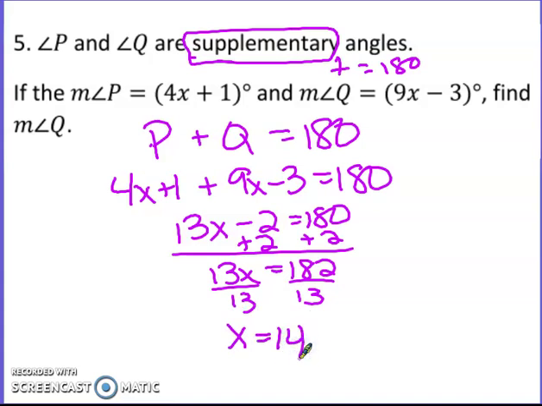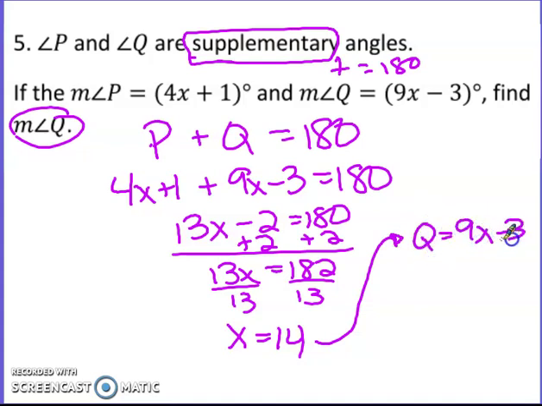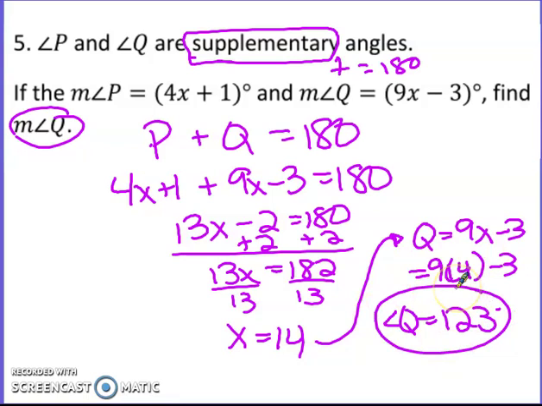But again, we're not going to stop there. We need to go back and reread the problem to see if that's as far as I was solving or if I needed to solve it farther. In this case, it's saying find the measure of angle Q. So I'm going to take my x and plug it in for angle Q, which is 9x minus 3. So 9 times 14 minus 3. So the measure of angle Q is equal to 123 degrees.